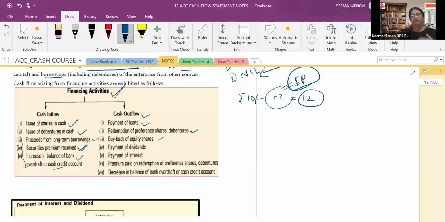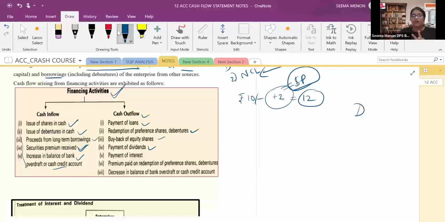Buyback of equity shares. We want to buy our own company shares from the open market. We have to make the payment. Payment of dividend. While we issue the shares, after completing 1 year, from our profit, we have to give dividend. That payment of dividend is always an outflow. Dividend can be of two types. That is interim dividend.